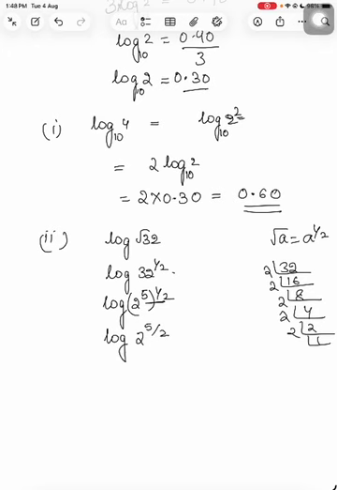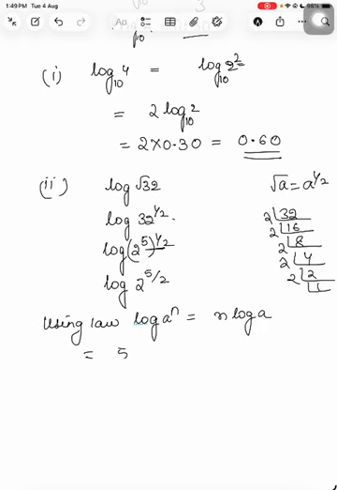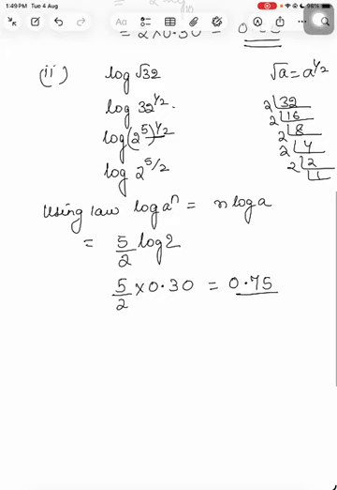Right? Again, we will follow the law of the log, log a raised to the power n is n log a. So this will become 5 by 2 log 2, right? And log 2 is 0.30, which we found out. So 5 into 0.30 is, now you will do the calculation and what you will get is 0.75. Fine.